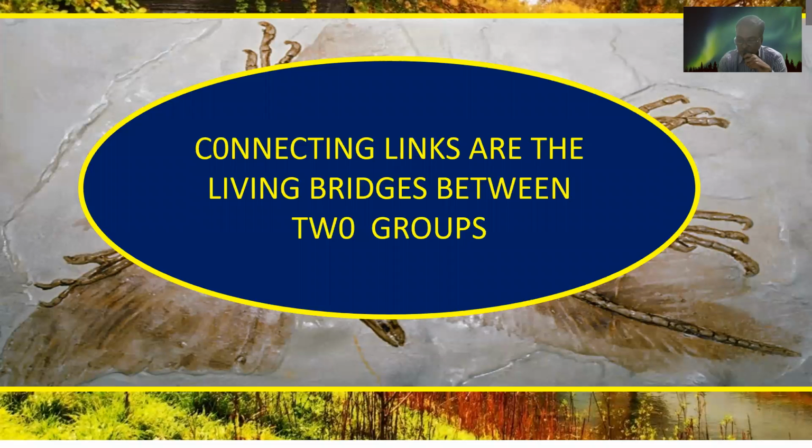Cycas, it is a connecting link between pteridophytes and gymnosperms. Echidna, it is a connecting link between reptiles and mammals. Euglena, it is a connecting link between mammals and plants. Netum, it is a connecting link between gymnosperms and angiosperms. Hornworts, it is a connecting link between protista and fungi. Neopilina, it is a connecting link between Annelida and mollusca.